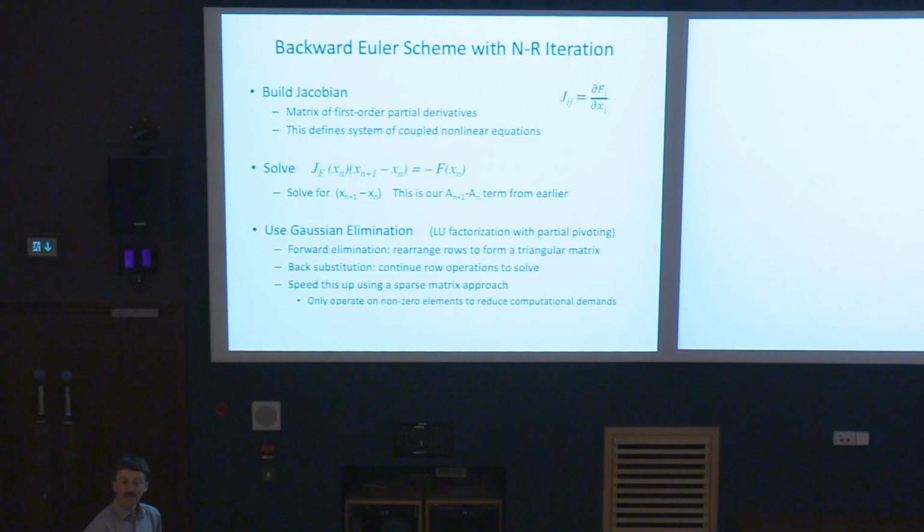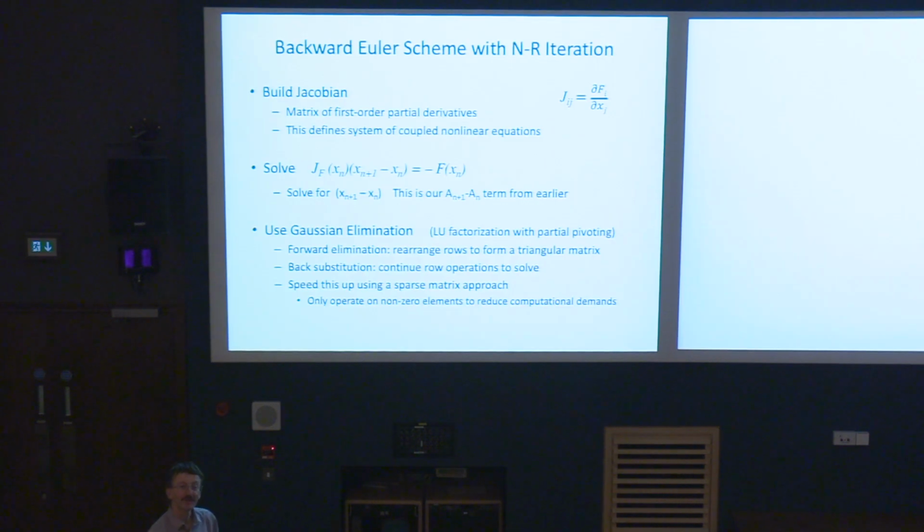So, as I mentioned before, the chemical integration approach we tend to use is a backward Euler scheme with Newton-Raphson iteration. Okay. First step, what we do is we build the Jacobian. That's basically telling us about how the rates of change are dependent on each individual tracer. So it's basically a large matrix of first-order partial derivatives, and that defines the system of coupled nonlinear equations that we're looking at, right?